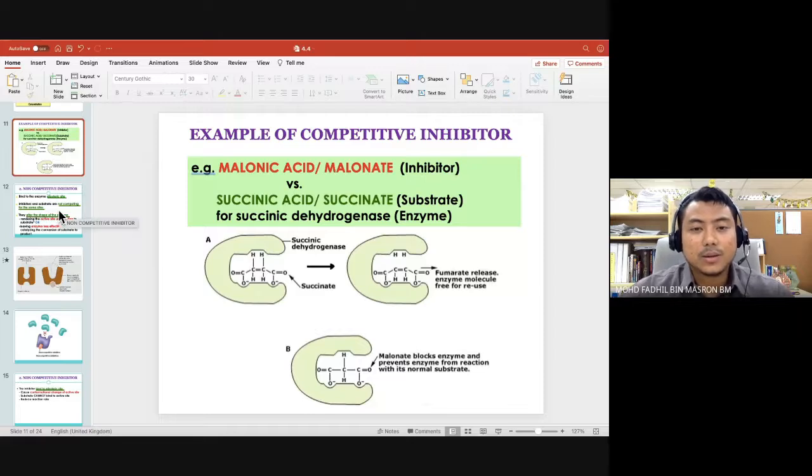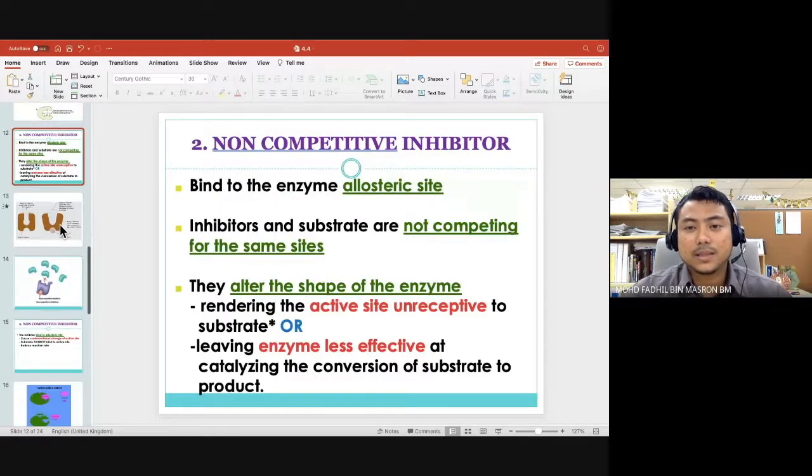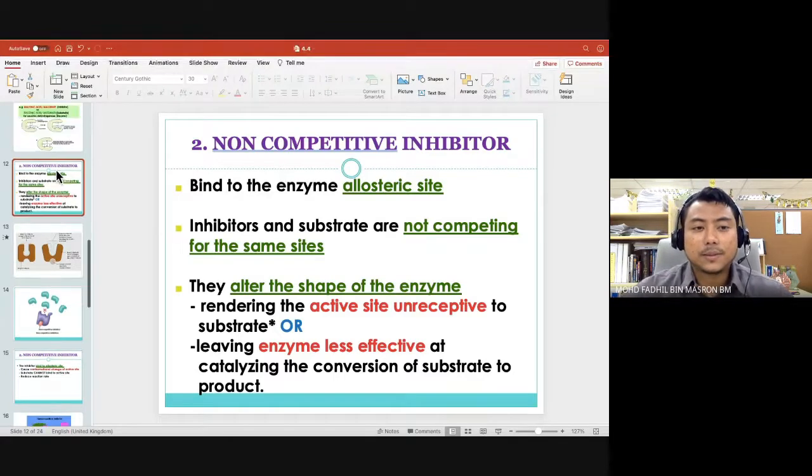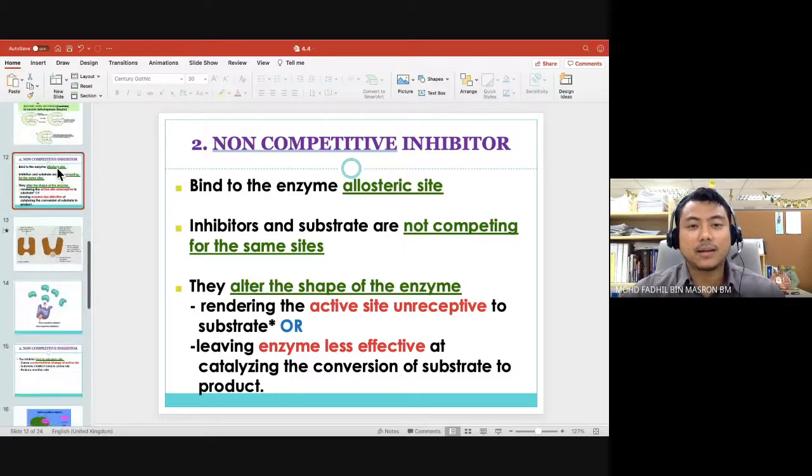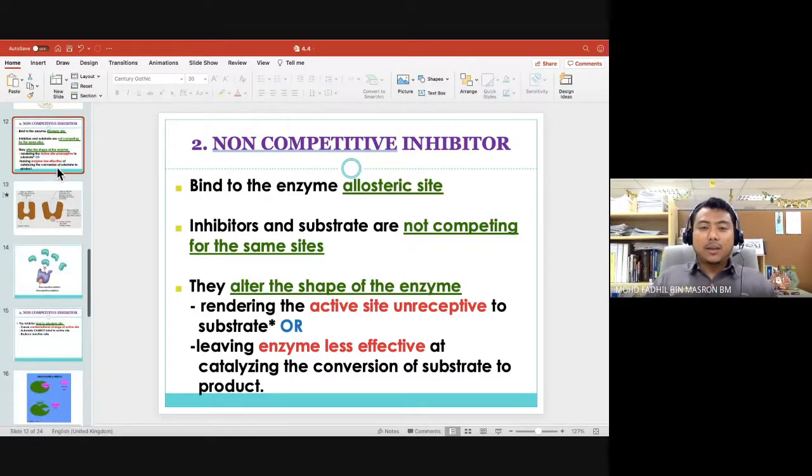Okay, so next one is non-competitive inhibitor. So tadi tu kita dah cakap, kita dah tutup cerita pasal kompetitif, yang bersaing. Ini kita nak tengok cerita yang tak bersaing. Bunyi macam lebih baik kan, macam baguslah dia tak bersaing, baguslah inhibitor ni dia baik. Tapi kita tengok kesan ni macam mana pula. But this non-competitive inhibitor ni, dia bind to the enzyme's allosteric site. Dia tempat lain. Okay, kita tengok.